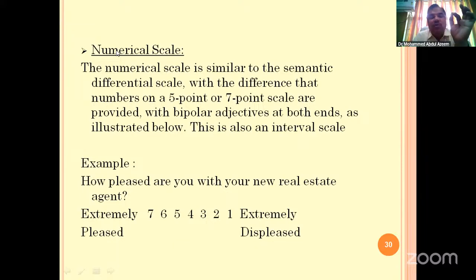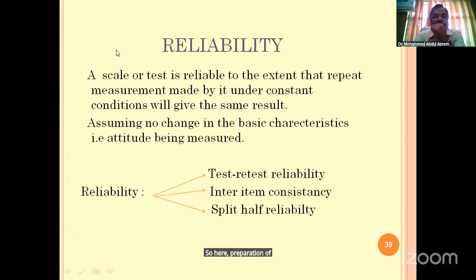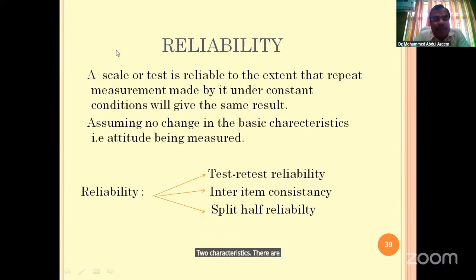You want to know his character. The answer will be the same. This question is reliable and also valid, because you want to test whether he is a good person or not. So here, preparation of the questionnaire is very important. It should have two characteristics. There are various methods by which we can test this.